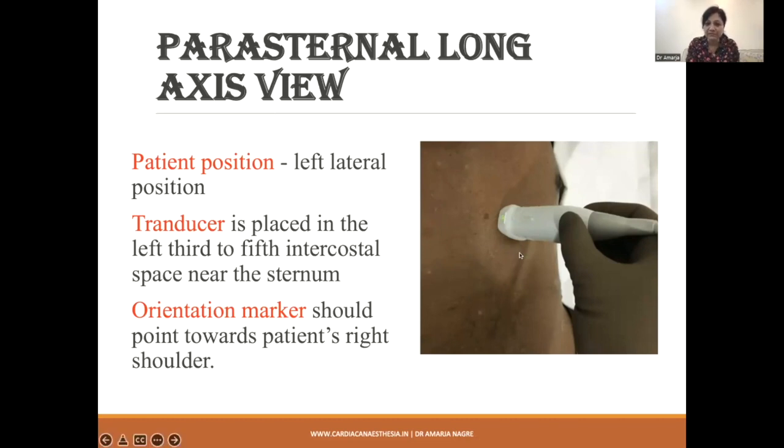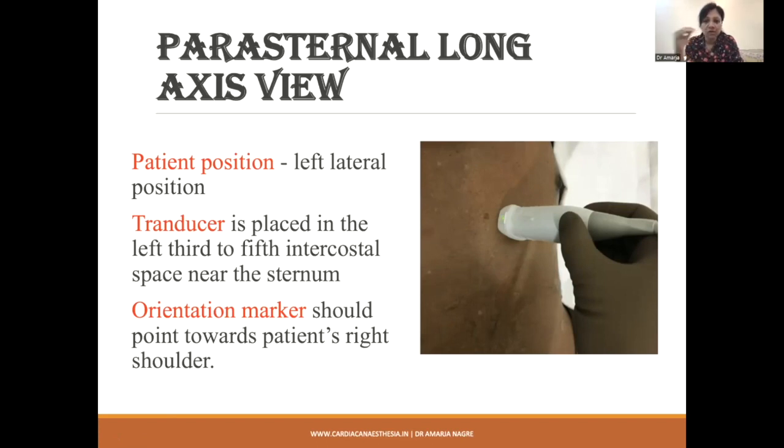Then the transducer is placed in the 3rd to 5th intercostal space on the left side of the sternum, just near the sternum. Okay, and the main part is the orientation marker on the probe has to face the patient's right shoulder. Here's the patient's right shoulder. So this is only one view, which is called the P-lax view. In this view, the orientation marker is towards the patient's right shoulder.